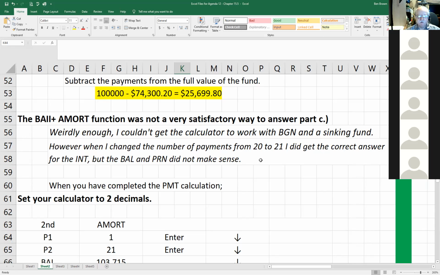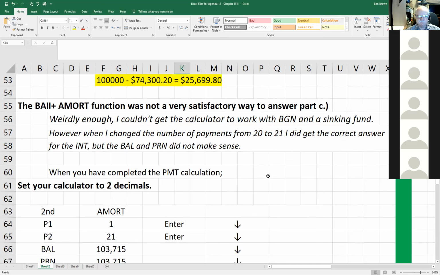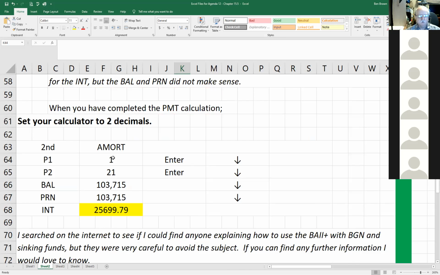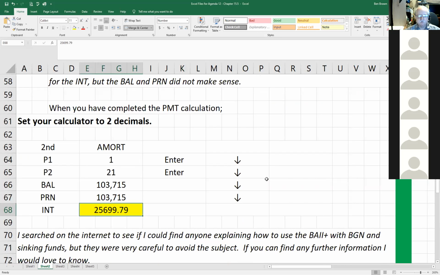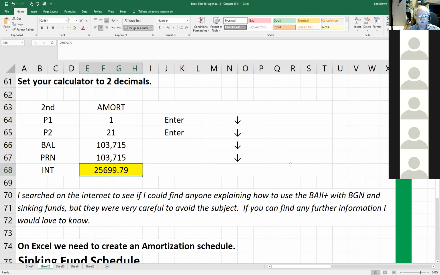I did find that if I changed the number of payments from 20 to 21, I got the correct answer for the interest, but the balance and the principal paid didn't make any sense. So even though there were 20 payments, I found that I could put in 21 and I got a number for the interest that was in fact almost correct, only 1 penny off. But that's highly unsatisfactory, so I wouldn't recommend doing it.